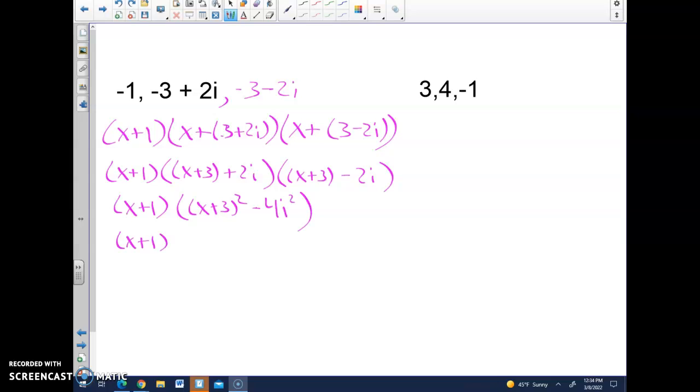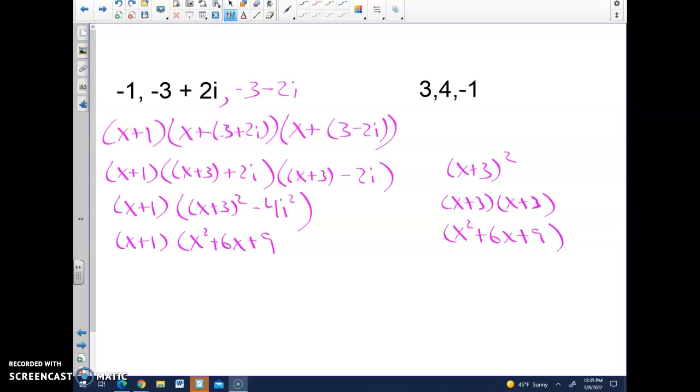Now, the x plus 3 has to be FOILed out. X plus 3 squared is x plus 3 times x plus 3. And that's x squared plus 6x plus 9. So x plus 3 squared is x squared plus 6x plus 9. Negative 4 times negative 1 is a positive 4.